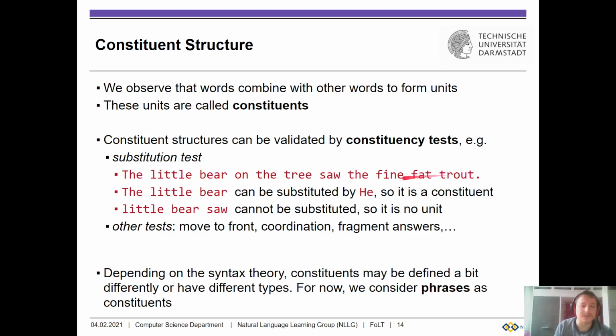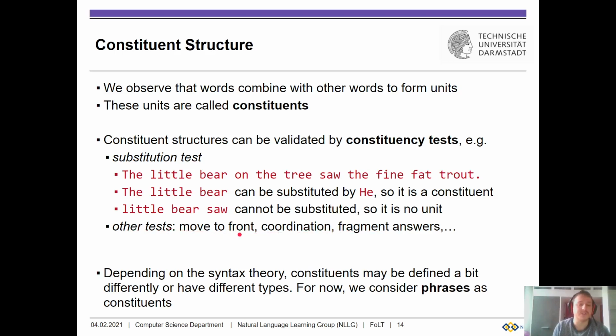In contrast, the little bear on the tree saw cannot be easily replaced by a single unit, all right? So therefore, we would not call it a constituent. There are other tests that linguists have developed, for example, moving to the front, coordination, fragment answers.